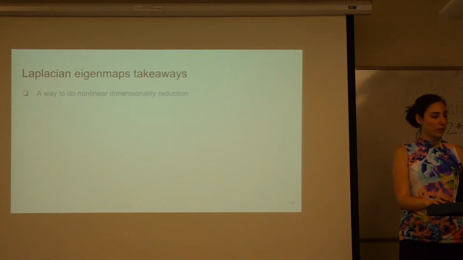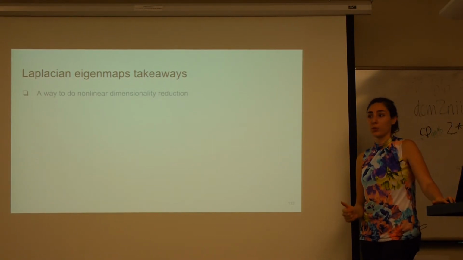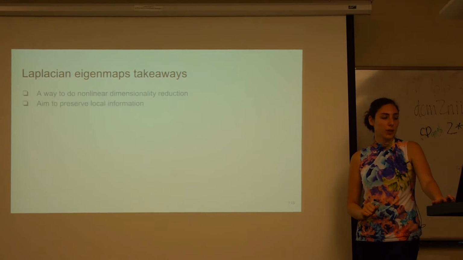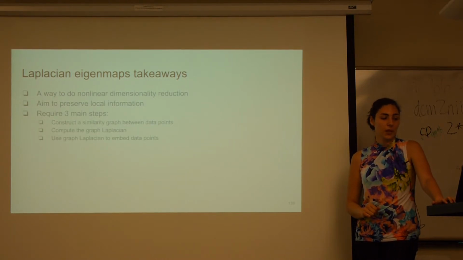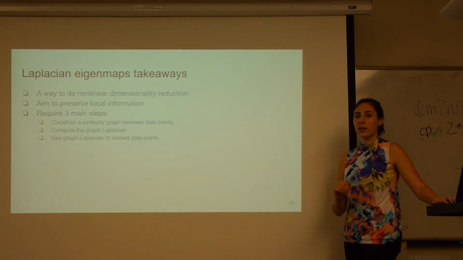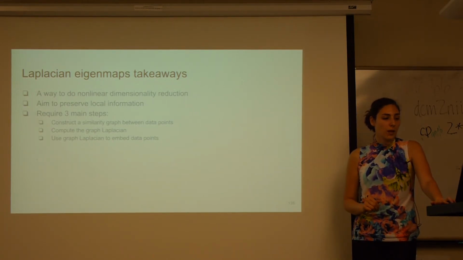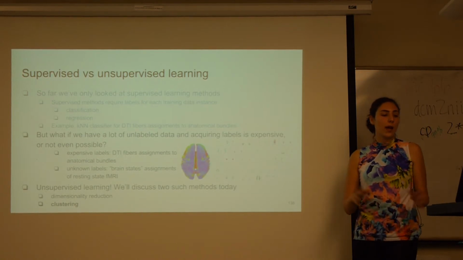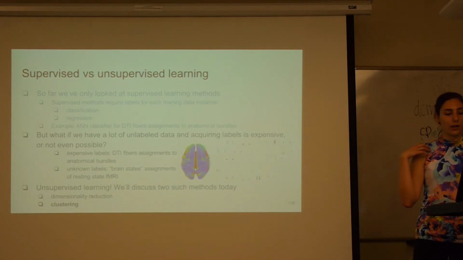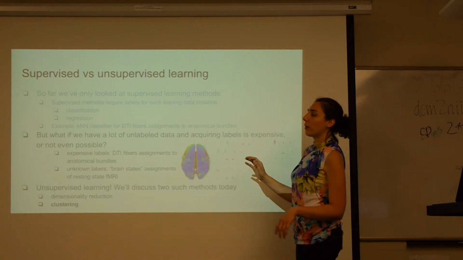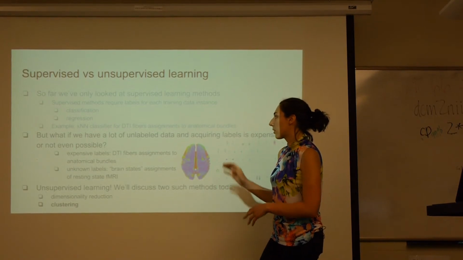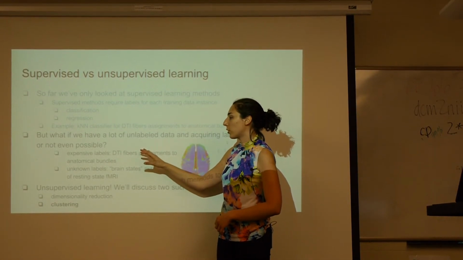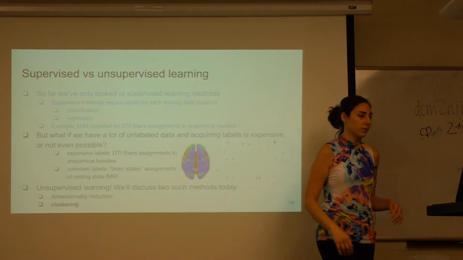Okay, so takeaways from the Laplacian eigenmaps. It's the one way we discussed to do nonlinear dimensionality reduction, and it aims to preserve this local information. And there are 3 main steps that we discussed. Okay, so now we're done with dimensionality reduction. To go back to the beginning when we talked about supervised versus unsupervised learning, we finished discussing dimensionality reduction, and now we're on to clustering.